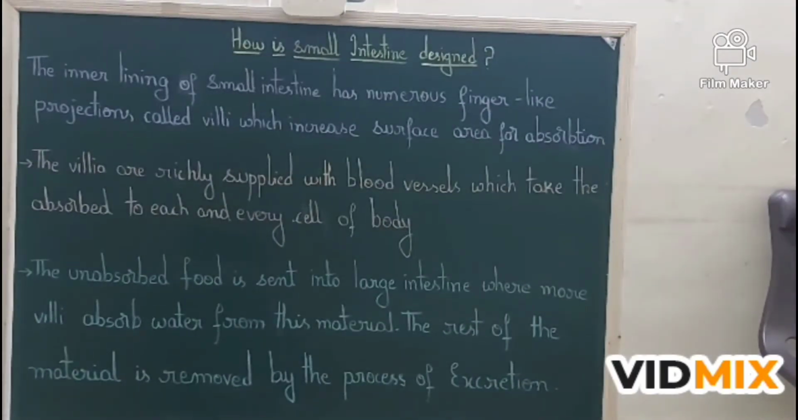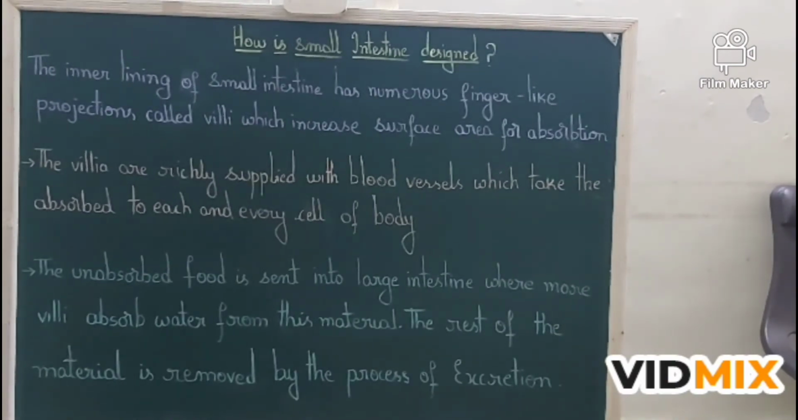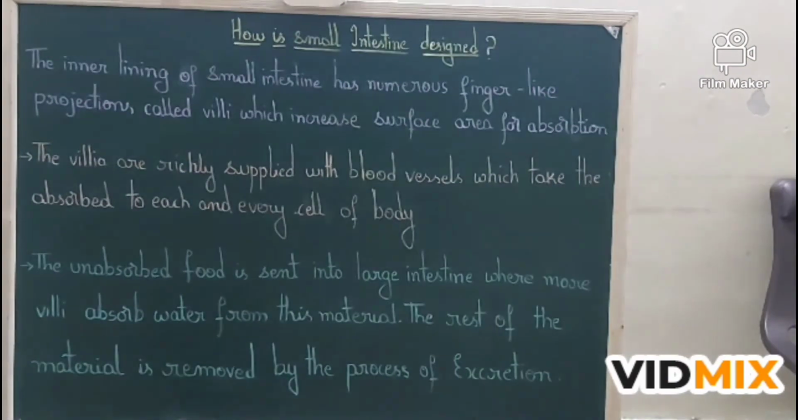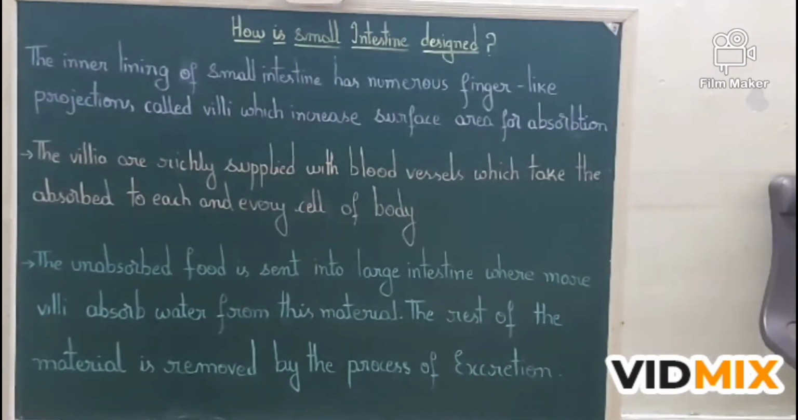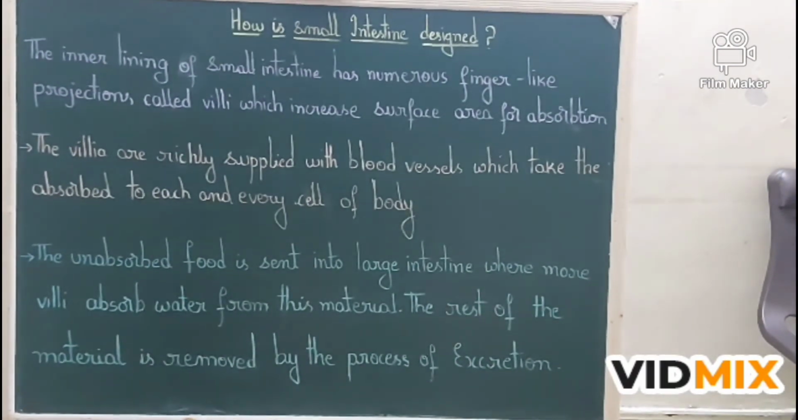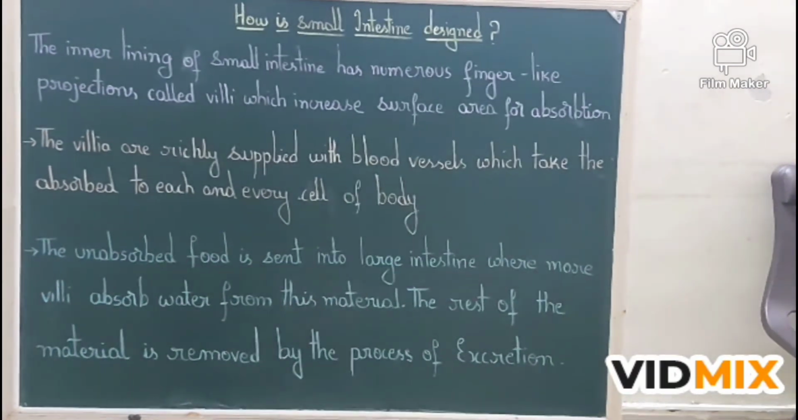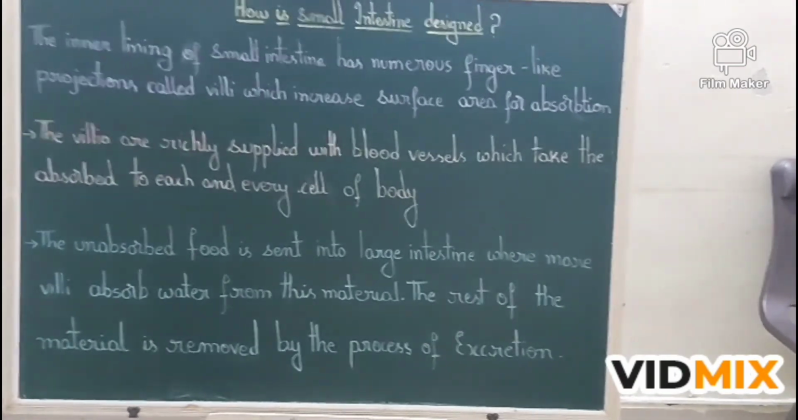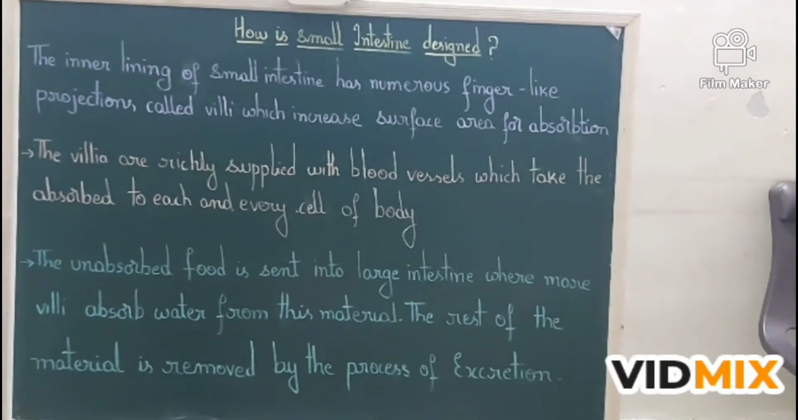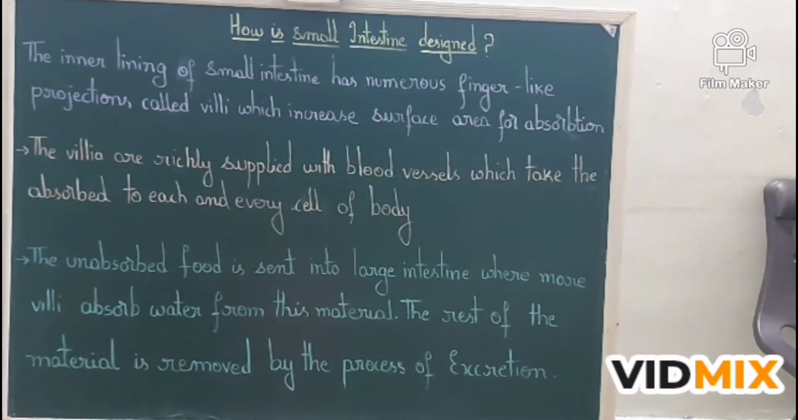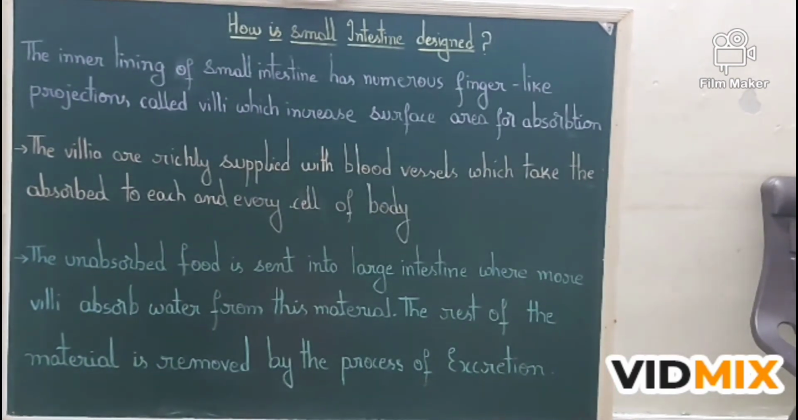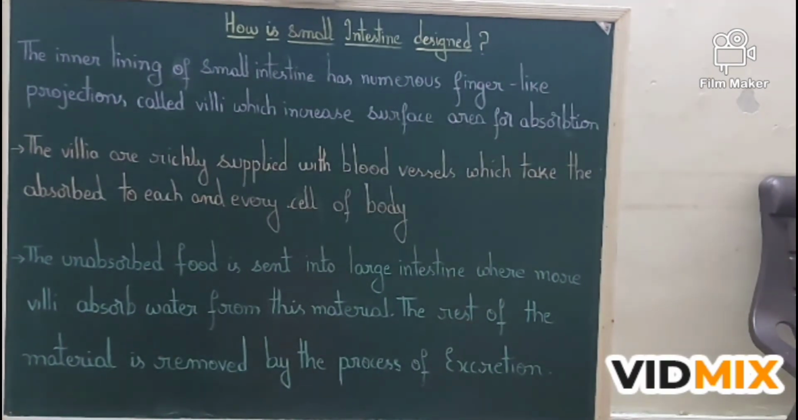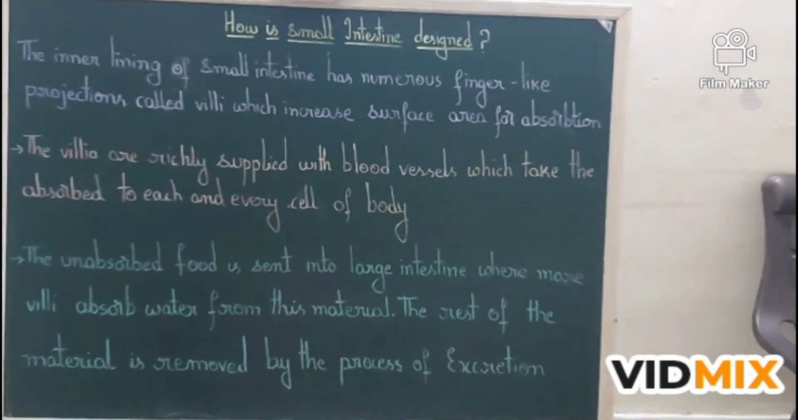How is the small intestine designed? The inner lining of the small intestine has numerous finger-like projections called villi, which increase surface area for absorption. The villi are richly supplied with blood vessels which take the absorbed food to each and every cell of the body. The unabsorbed food is sent to the large intestine, where more villi absorb water from this material. The rest of the material is removed by the process of excretion.